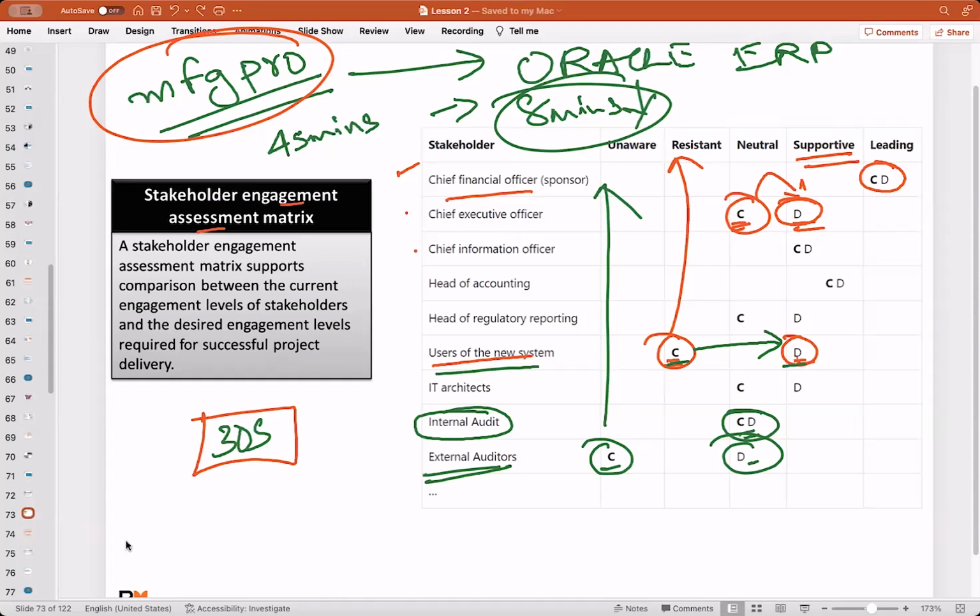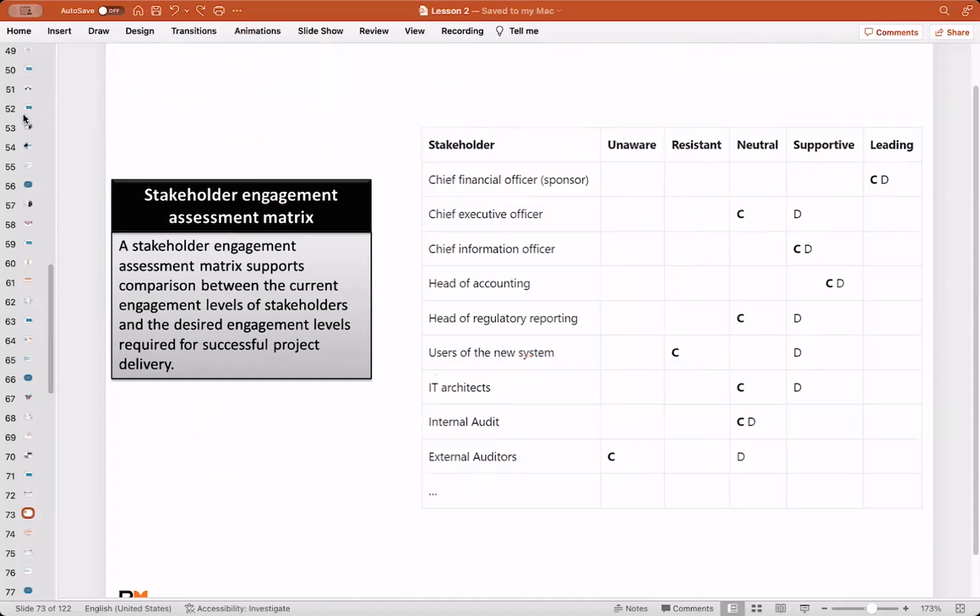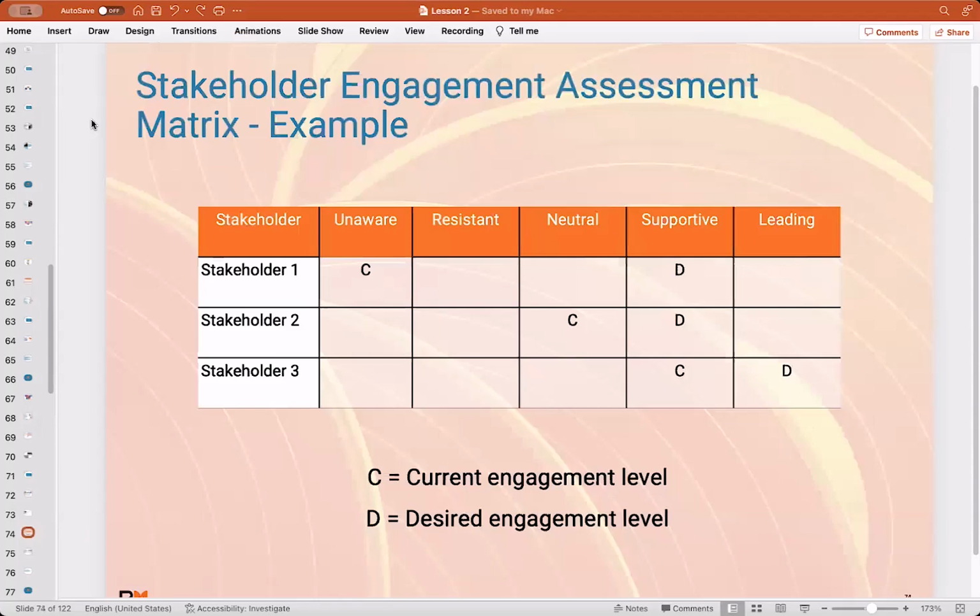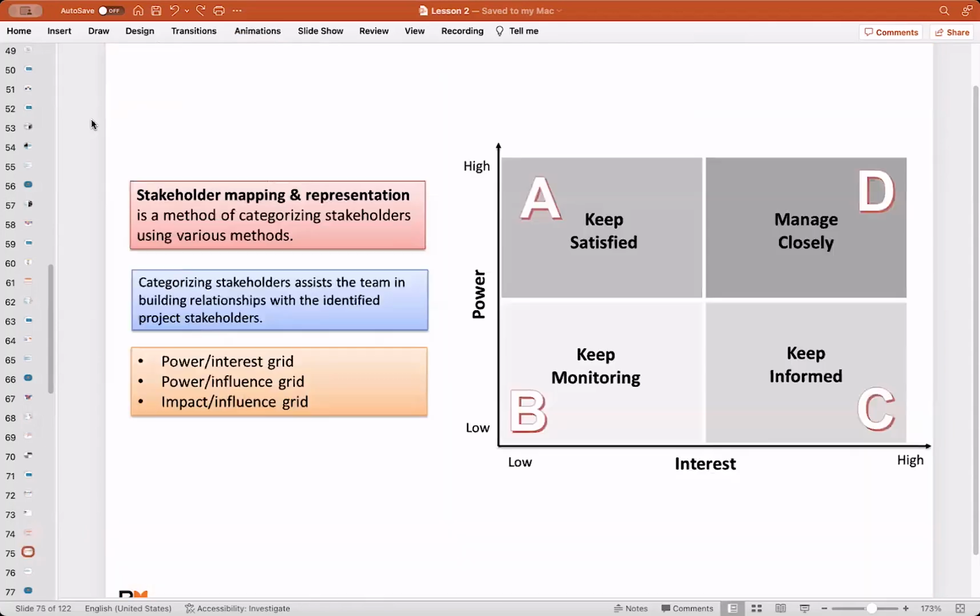Now moving on further. So don't forget, C stands for current, D stands for desired. That's it.